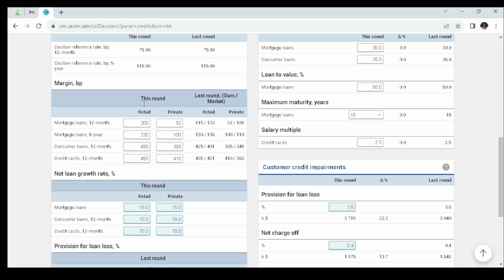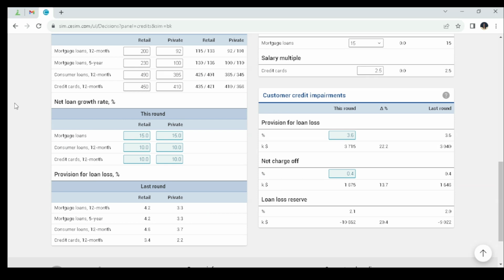For example, if the mortgage for 12 months is 200, that means that we are charging the client 200 plus the 75 reference rate. So it will be 200 plus 75, which will be 275. If the mortgage loans for 5 years is 230, we shall charge the client 230 plus this 115. That's it.